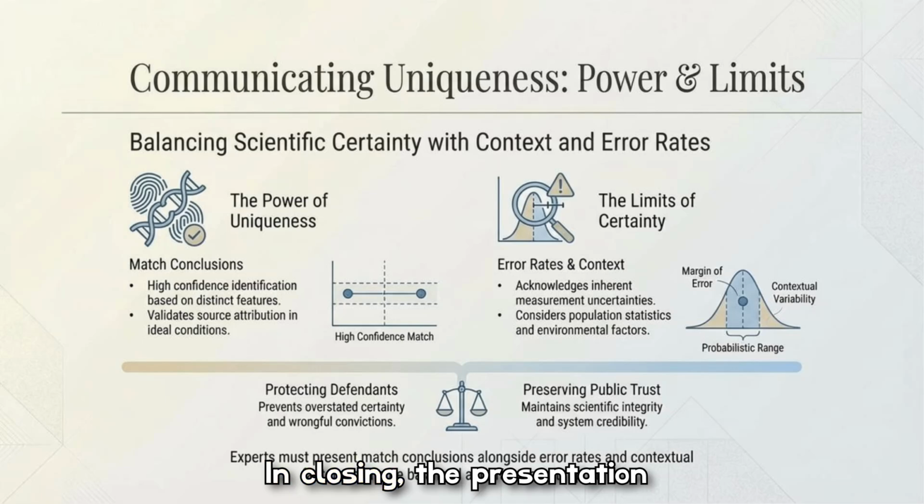In closing, the presentation reminds us that communicating uniqueness requires balancing the power of distinctive matches with transparent discussion of error rates and context, urging experts to present match findings alongside uncertainties to protect defendants, preserve public trust, and maintain scientific integrity.